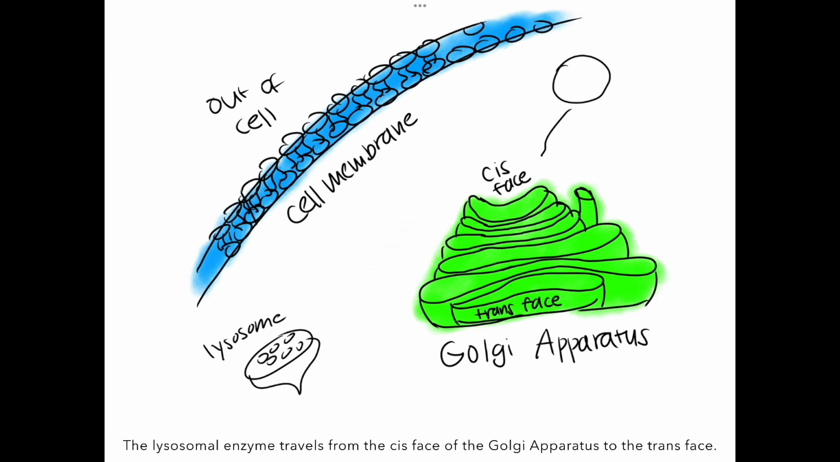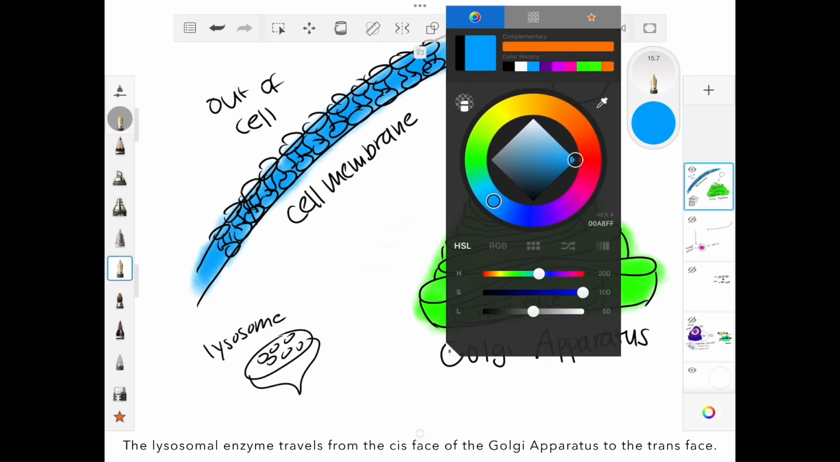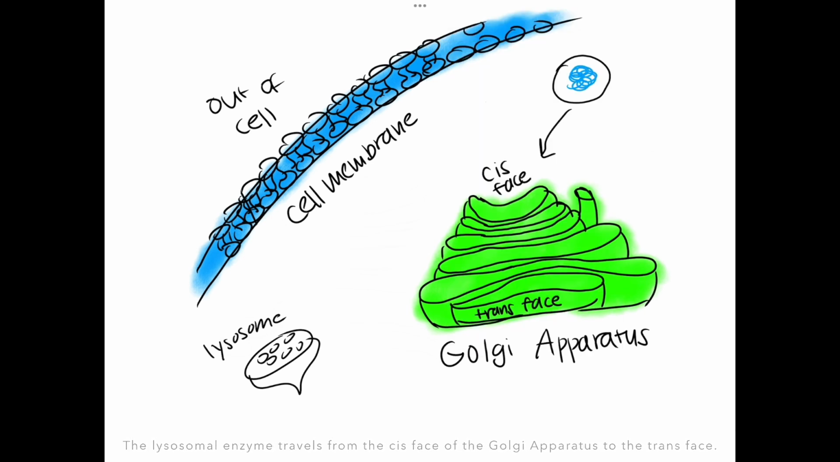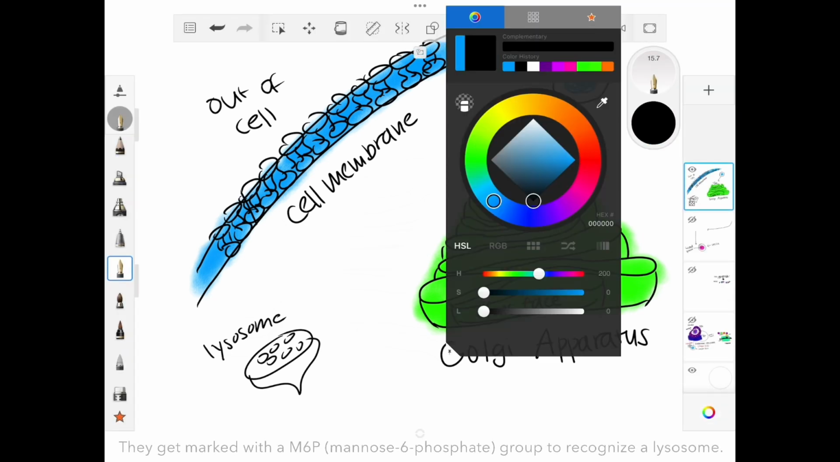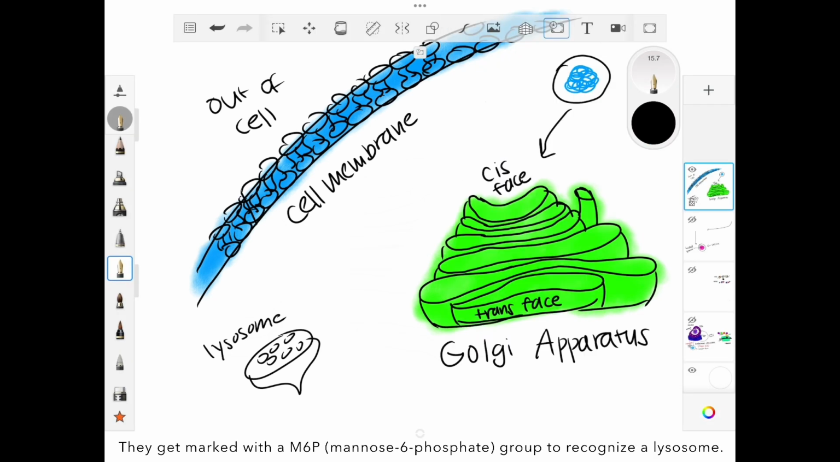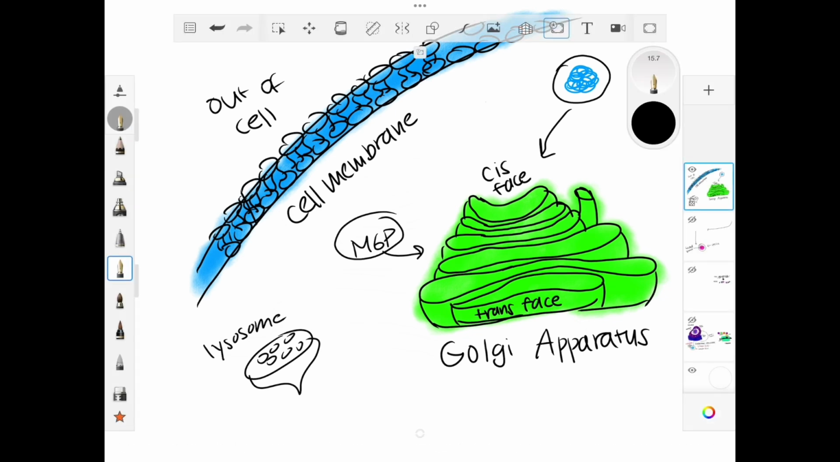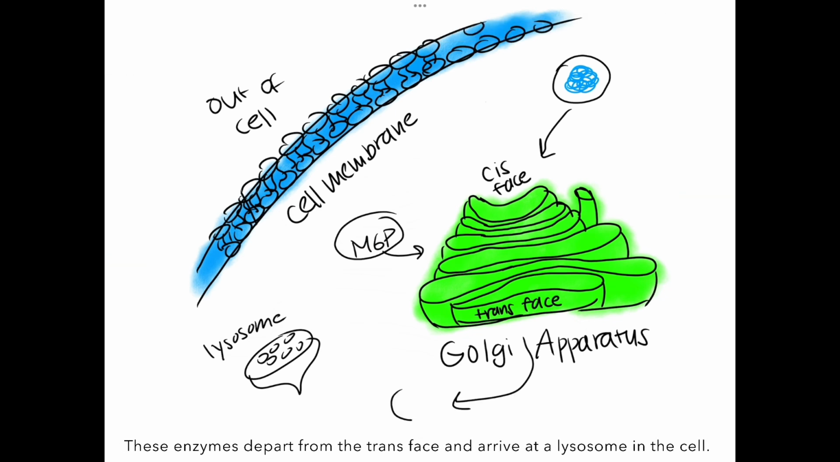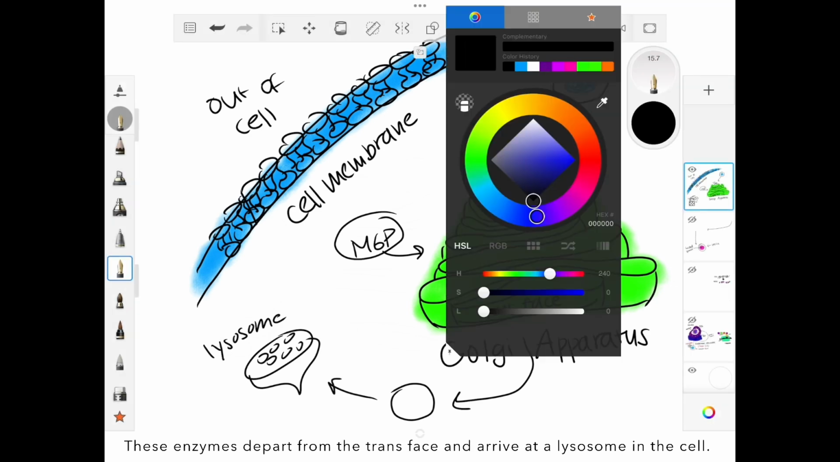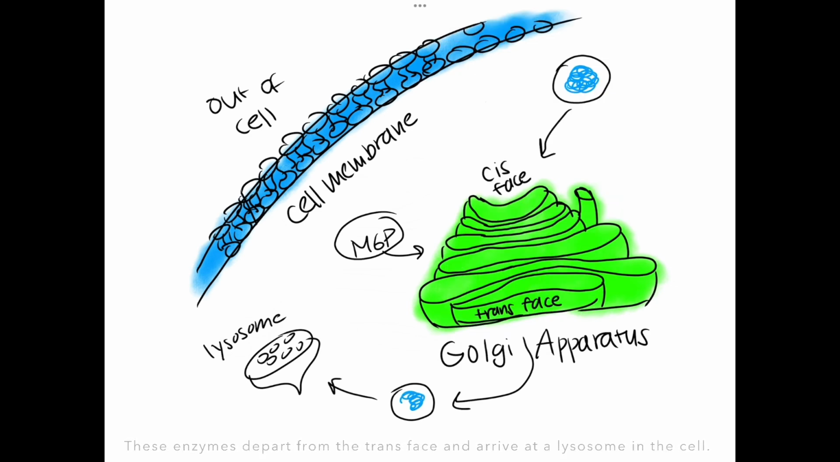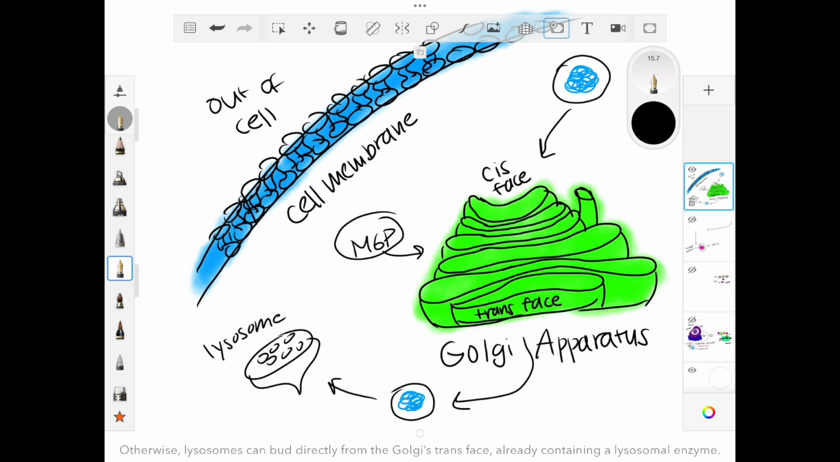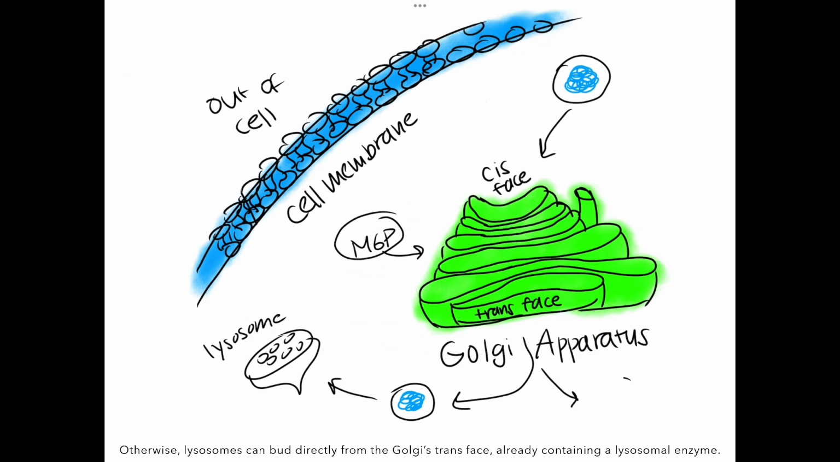The lysosomal enzyme travels from the cis phase of the Golgi apparatus to the trans phase. They get marked with the M6P mannose-6-phosphate group to recognize a lysosome. These enzymes depart from the trans phase and arrive at a lysosome in the cell. Otherwise, lysosomes can bud directly from the Golgi's trans phase, already containing a lysosomal enzyme.